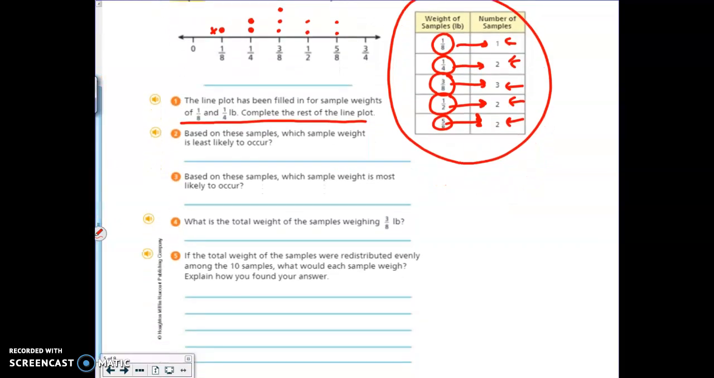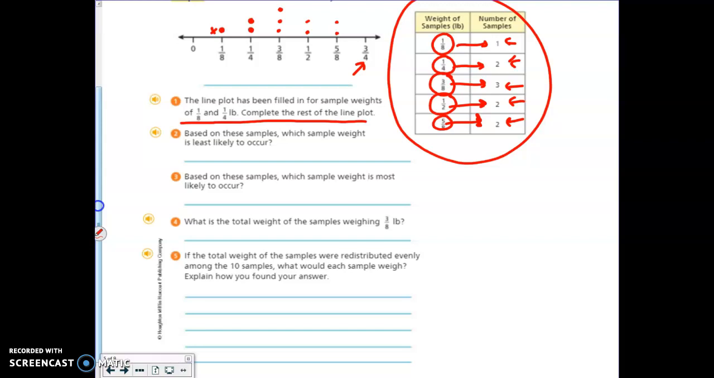Now, as luck would have it, and as I've kind of looked ahead here, obviously I knew this was part of it. Question 2 says, based on these samples, which sample weight was least likely to occur? Now you might look at this, guys, and say that, well, 3/4 has nothing, okay? But right now, they just want to keep that pacing, and kind of like when we're creating a graph, we want to make sure our intervals stay consistent and stay the same.